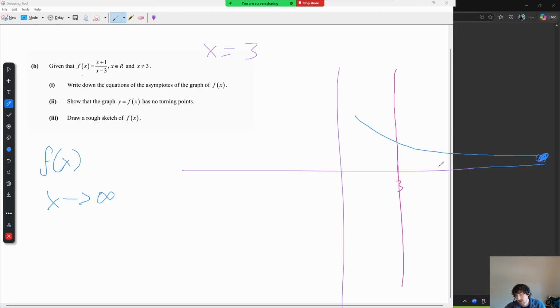Remember, e to the minus x leveled off at y equals 0, the x-axis. So where is this going to level off to? Well, when you want to get the limit of a function as x tends to infinity, you try and put infinity in first. And so you get infinity plus 1 over infinity minus 3. So that's infinity over infinity. You can't have that. That's undefined. So that's not the way to do it.